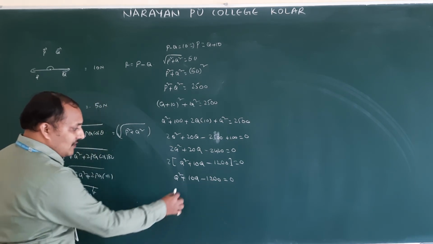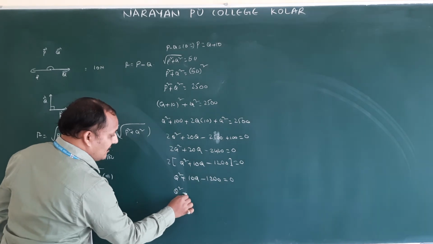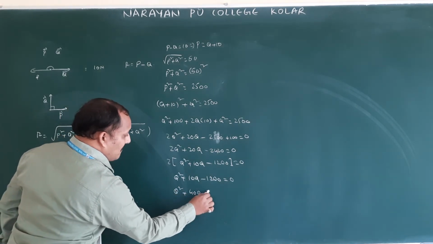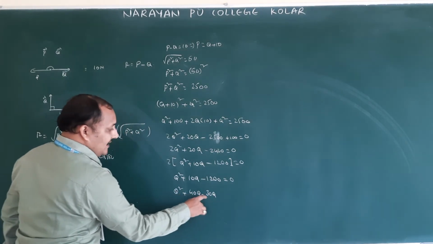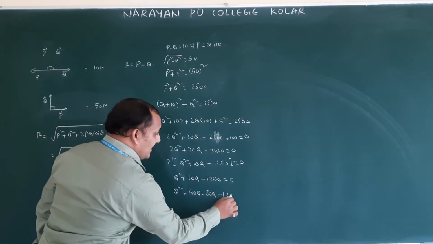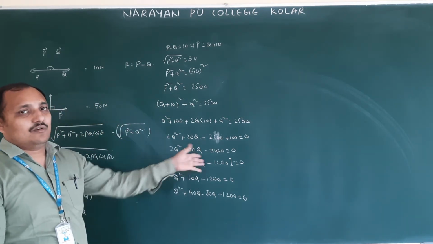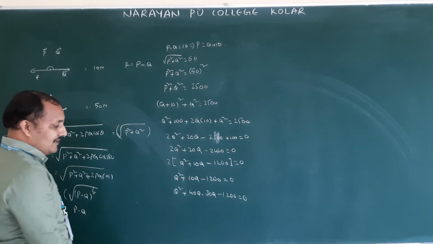Okay. So for that, what will be coming here? Q square, this is 1200. Therefore, Q square plus 40 Q minus 30 Q. 40 into 30 is 1200, isn't it? 40 minus 30 is 10, exactly cancelled. Therefore, you can write like this. Otherwise, we have to use the formula: minus b plus or minus root b square minus 4ac by 2a.